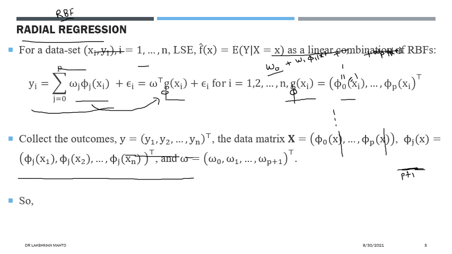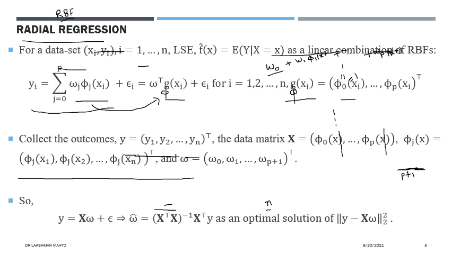So if you go for a concise representation of this radial basis representation for n number of samples, you can get a matrix vector representation this way: y equal to x times omega plus epsilon, where x is your data matrix, given by this. And if you try to find an approximate solution, if you forget this epsilon term, then y equal to x times omega would be an inconsistent system.